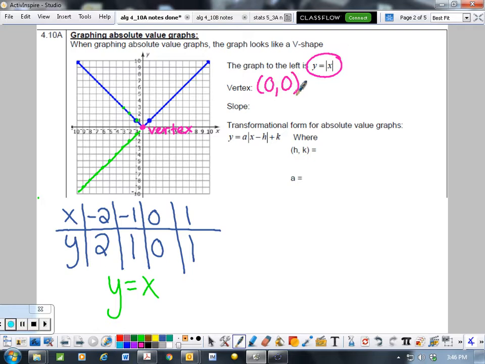Now for the slope of my line, we look at our slope like we do slope of lines. So on this side, I go up 1 over 1 to the right. But because of the absolute value, I also go up 1, left 1, up 1, left 1. So it's almost like I've got a -1 and a +1 slope. And so the way we describe this is a slope of 1, so it's up 1 and over 1 in both directions.